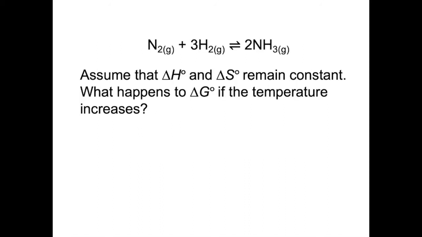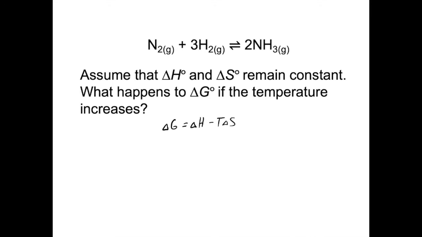A similar question is for the reaction of nitrogen plus hydrogen to give you ammonia. Assume that delta H and delta S remain constant, what happens to the delta G if the temperature increases? Well, all that can happen here is that the size of your T delta S term is going to increase. And since the size of your T delta S term is the only thing that's going to change if temperature changes, in order to determine the effect on delta G, you have to know the sign of delta S.